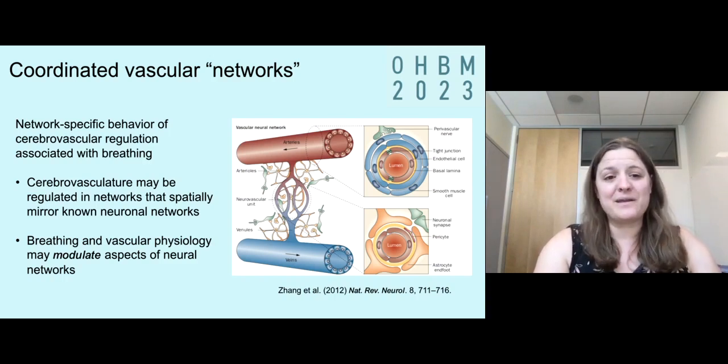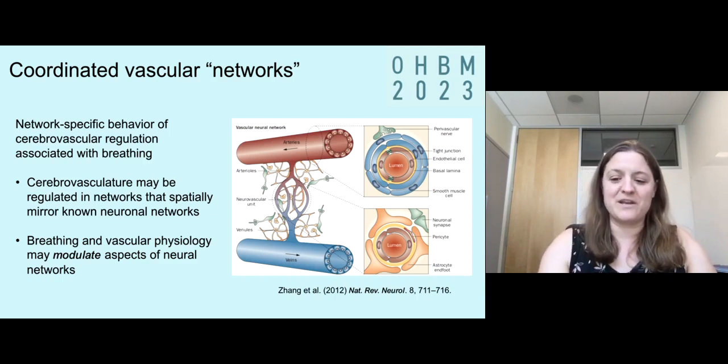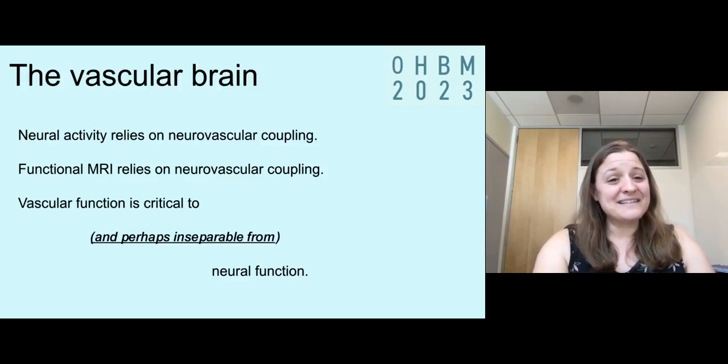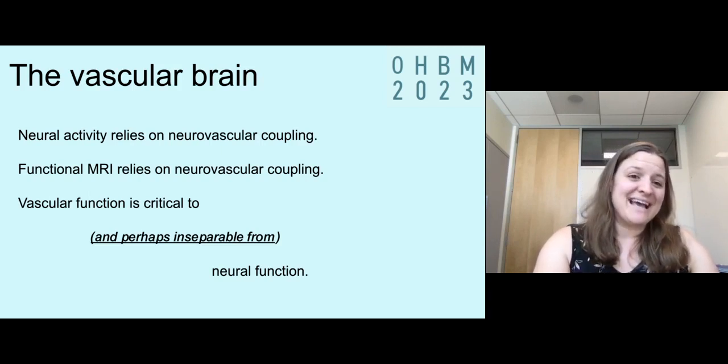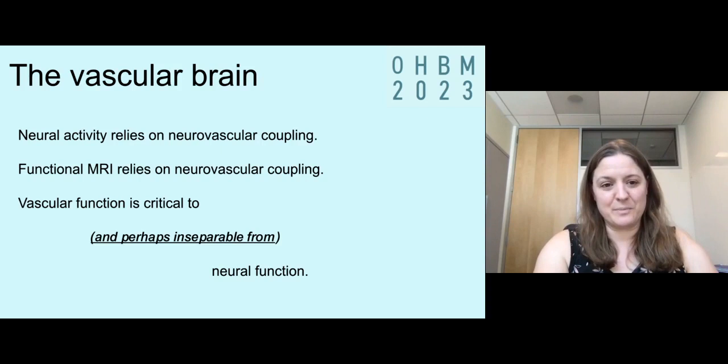But it may also be that breathing and vascular physiology changes can modulate aspects of these neural networks and cause splitting or other phenomena. So finally, yes, neural activity relies on neurovascular coupling. fMRI relies on neurovascular coupling for us to interpret it. And vascular function is critical and perhaps inseparable from neural function when we're looking at the brain.